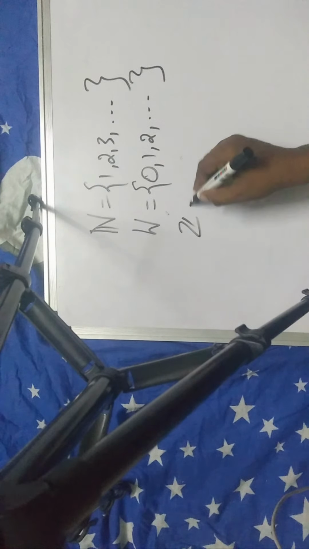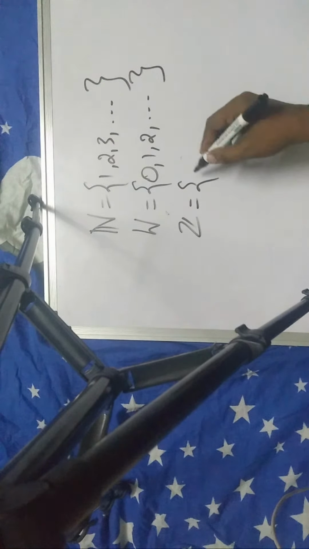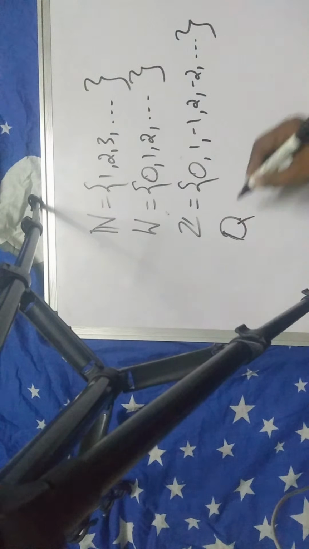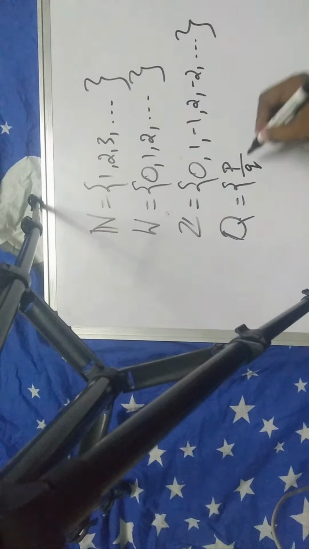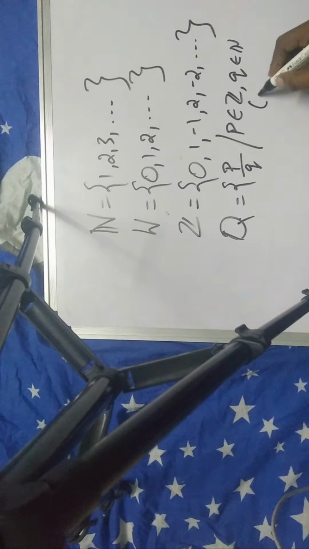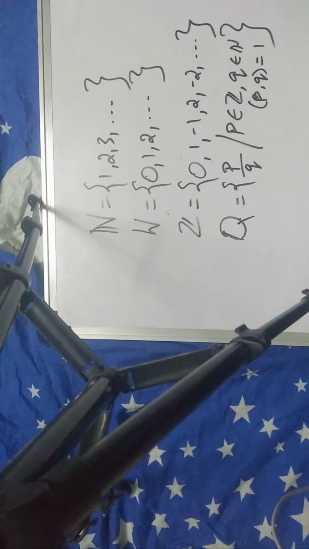Then comes the set of all integers, where the set of all integers includes 0, 1, minus 1, 2, minus 2, etc. Then comes the set of all rational numbers, the set of all numbers of the form p by q, where p belongs to Z and q belongs to N, and GCD of p comma q is 1. So this is how we are going to look into rational numbers in our entire lecture. That is, we are considering 1 by 2 and 2 by 4 or 3 by 6, all are the same. Right?